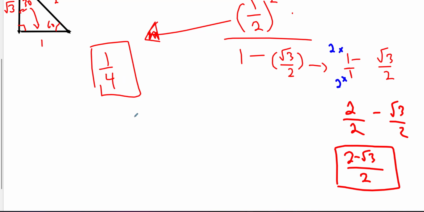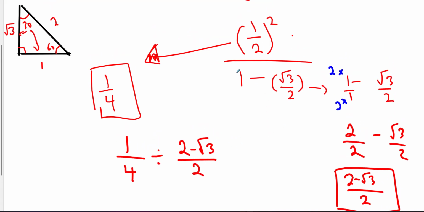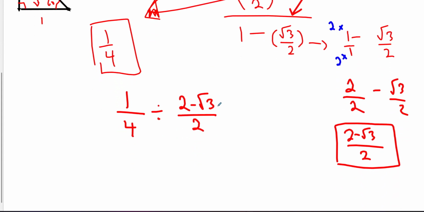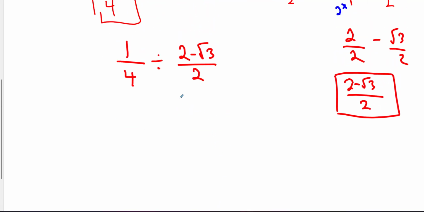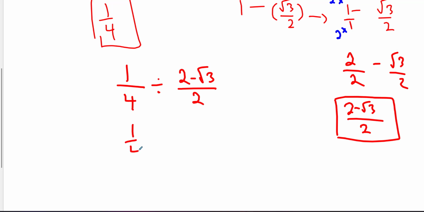This is my numerator. What I do is I bring them together now by doing 1 over 4 divided by 2 minus root 3 over 2. And instead of writing this fraction line, I wrote the division sign, because that fraction line means division, in case you forgot. So numerator divided by denominator. And since we're just dividing fractions, we should know that dividing fractions is pretty easy. Dividing fractions just becomes multiplying fractions if I flip the second fraction.